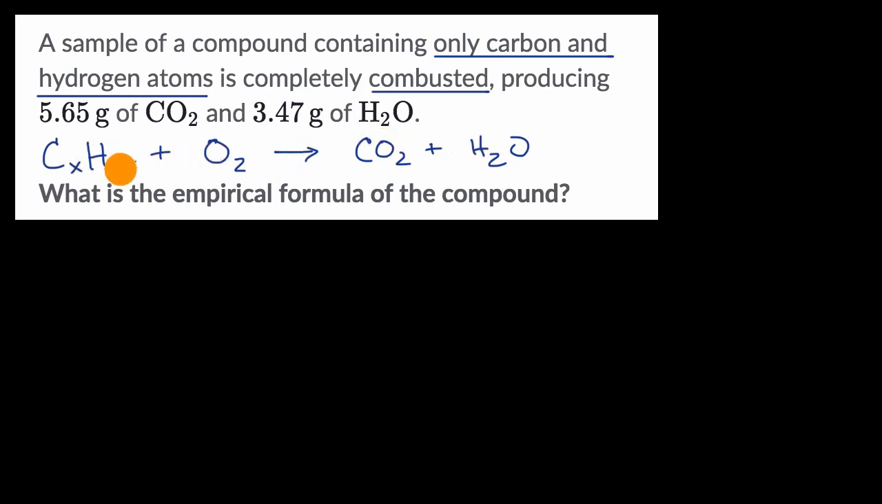I haven't balanced it. I could try to, even with the X's and Y's, but that's not the point of this video. The point of this video is they tell us how many grams of the carbon dioxide we have and how many grams of the water we have. They tell us that right over there. And so what we need to do is say, all right, from that, we can figure out how many moles of carbon dioxide we have, how many moles of water we have, and from that we can figure out how many moles of carbon did we start with and how many moles of hydrogen did we start with. And if we look at those ratios, then we can come up with the empirical formula of the compound.